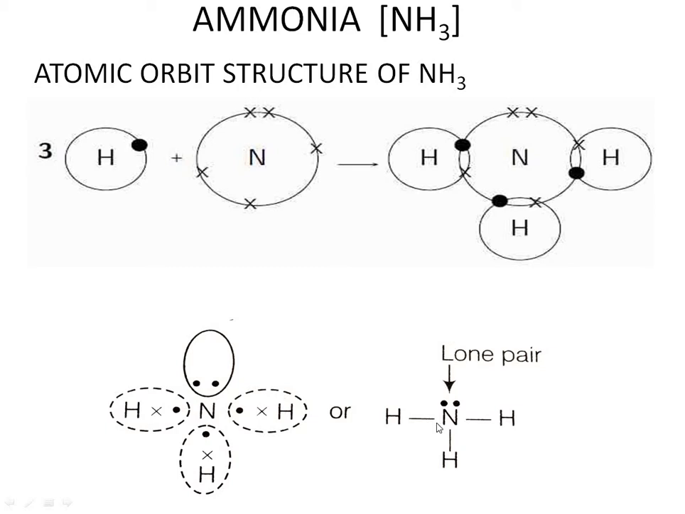So this lone pair is represented like this. So this is the electron dot structure which they have shown here, representing this lone pair and the bond pairs, this one. So this is the atomic orbit structure of ammonia molecule.